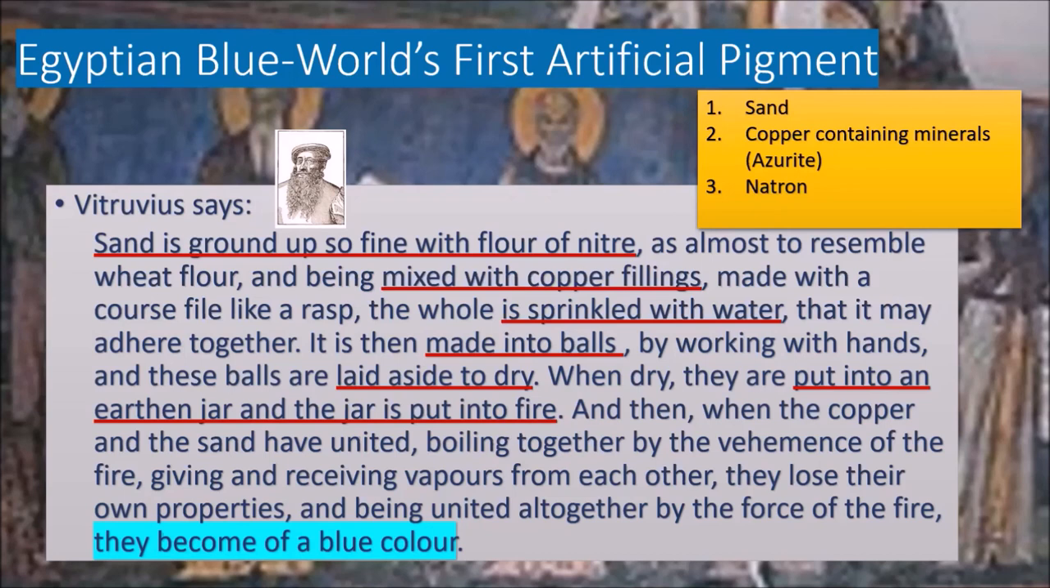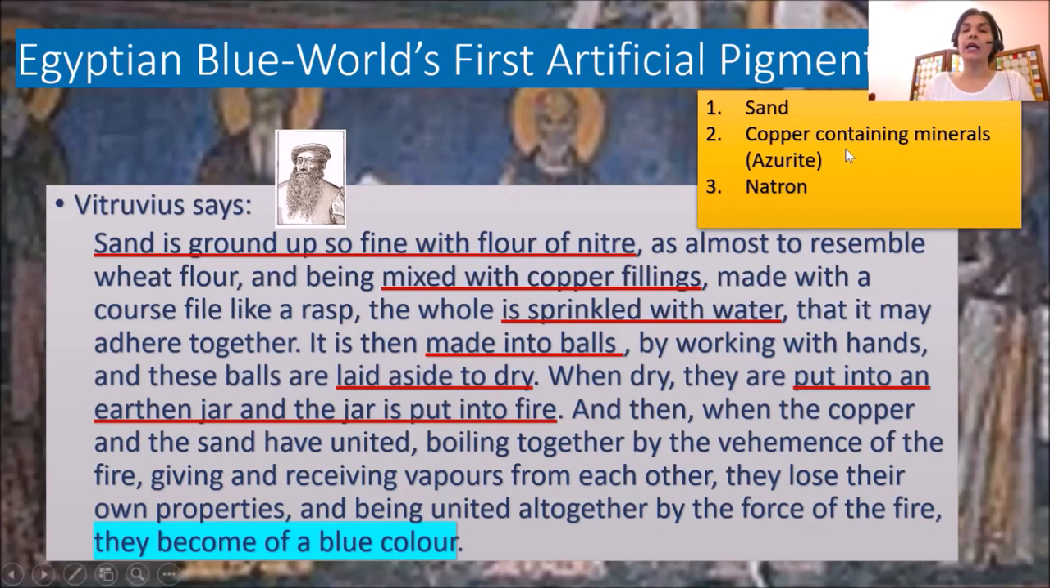This mixture of sand, copper mineral and copper filings was mixed and sprinkled with water so that they adhere together, and balls were made out of them by working with the hands. These balls are laid aside to dry, and when dry they were put in an earthen jar and put in fire. Then when the copper and sand have united, boiling together by the vehemence of fire, giving and receiving vapors of each other, they lose their own properties, and being united all together by force of fire, they become a blue color.